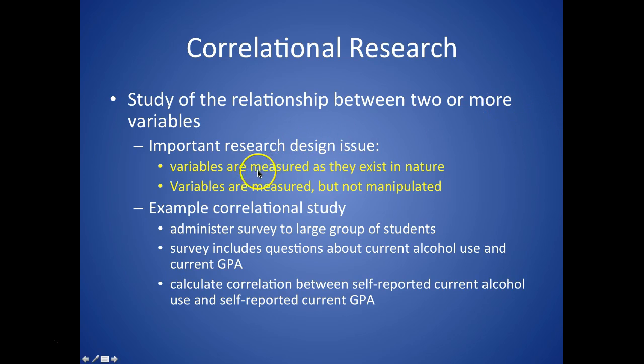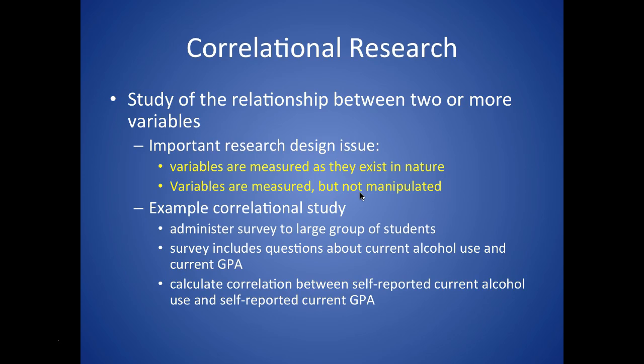So basically, when you do correlational research, it's important to note that variables are measured as they already exist and that nothing is manipulated. So you just select two particular variables and then you measure them, and for each subject you take a measure on each variable.